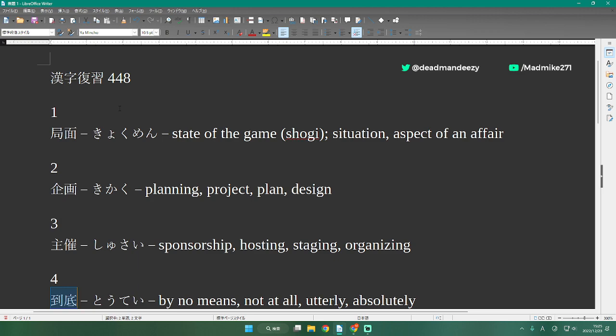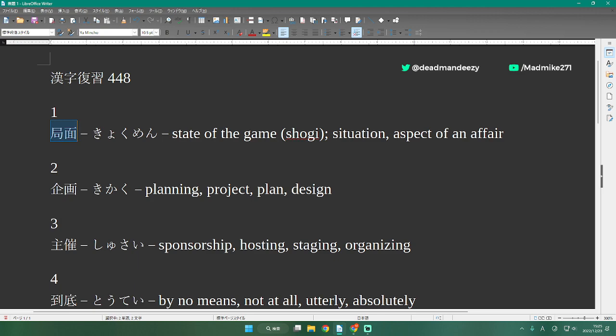Our first word of the day is kyokumen. Kyoku on the left side is a government office, and men on the right side is a surface or a face of something. So a kyokumen of a game, specifically this word is used in games, is a state of the game or a situation.